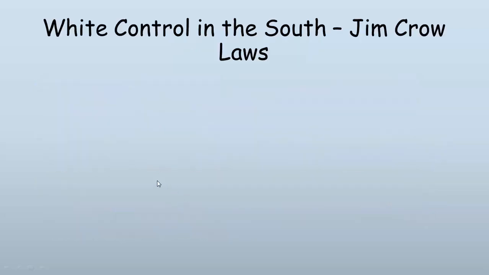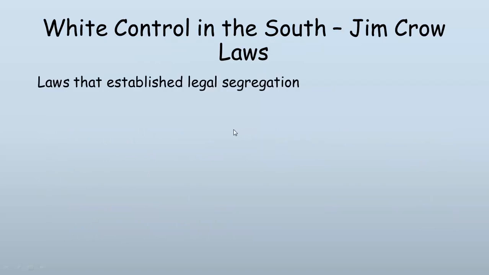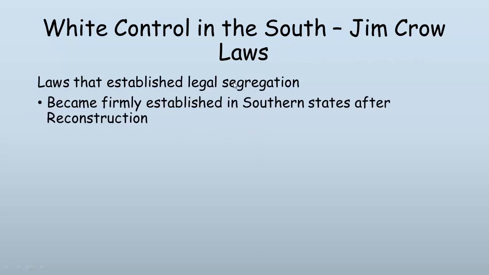All right. White control in the South. We also refer to that as the Jim Crow laws. So Jim Crow laws, once again, are southern state laws they established for segregation. These are not laws created by the federal government, although the federal government will back them up. These are laws created by the southern states, right?